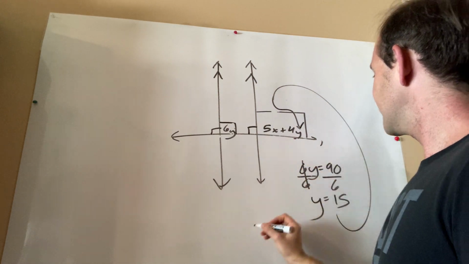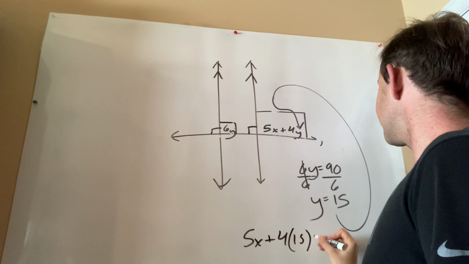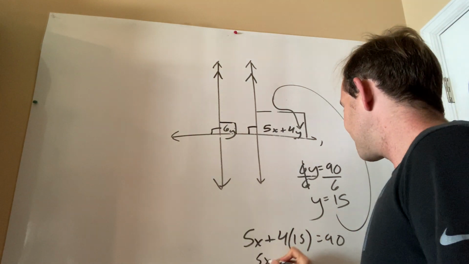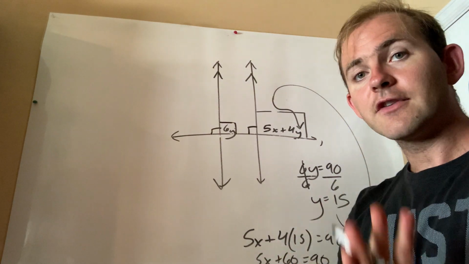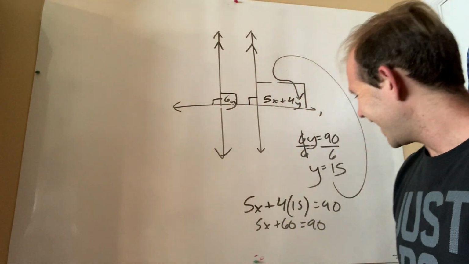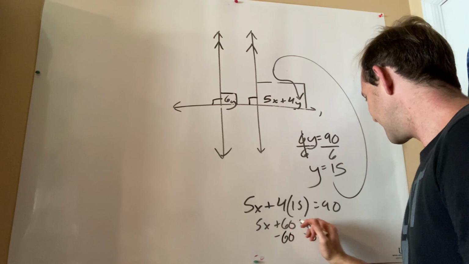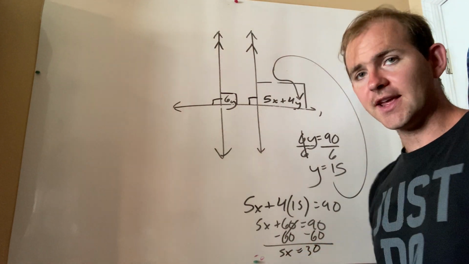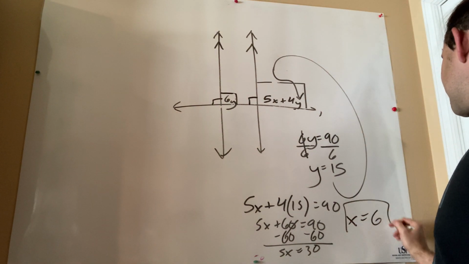Okay, so when I do that, I'm going to get the following equation. 5x plus 4 times 15 equals 90. Then I'm going to get 5x plus 60 equals 90. From here, it's a standard two-step equation. I'm going to subtract 60 from both sides. So 5x equals 30. And then divide both sides by 5, and I get x equals 6.